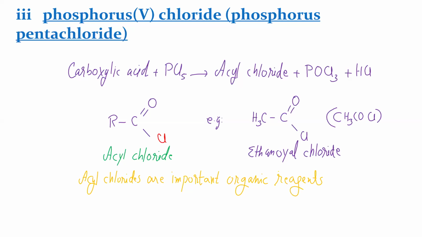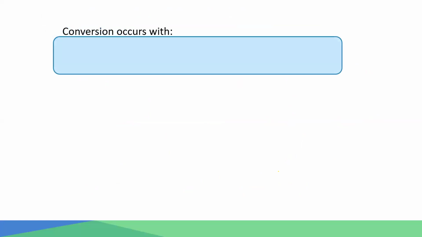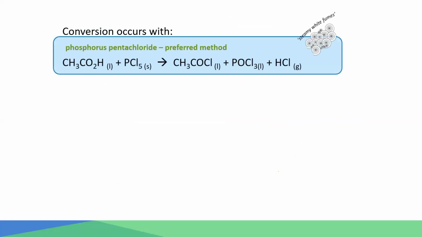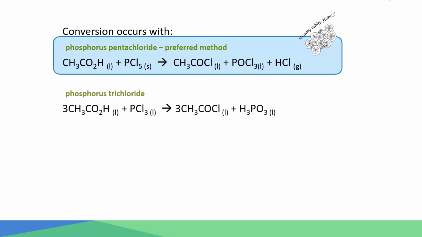Yep, done. Okay. Now look at this conversion occurs with phosphorus pentachloride and it is the preferred method. CH3CO2H plus PCl5 gives you CH3COCl plus POCl3 plus HCl. So famous steamy white fumes come out. Phosphorus trichloride will give you also acyl chloride, but with H3PO3.